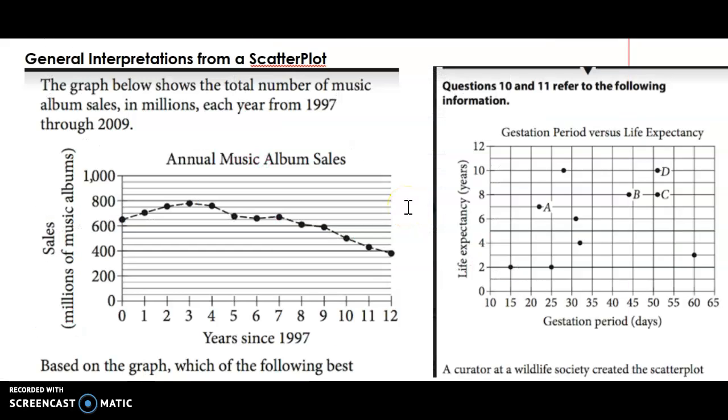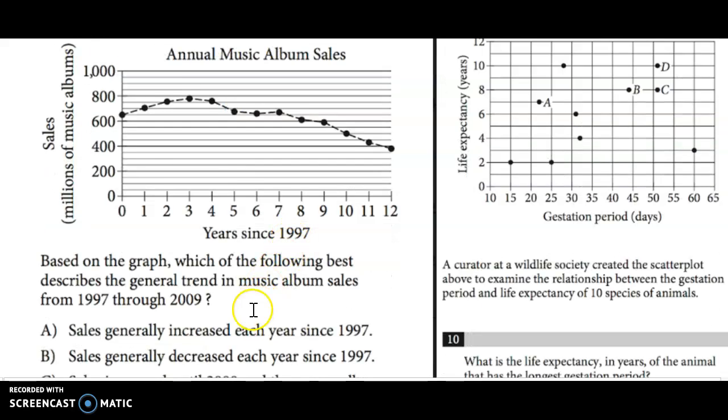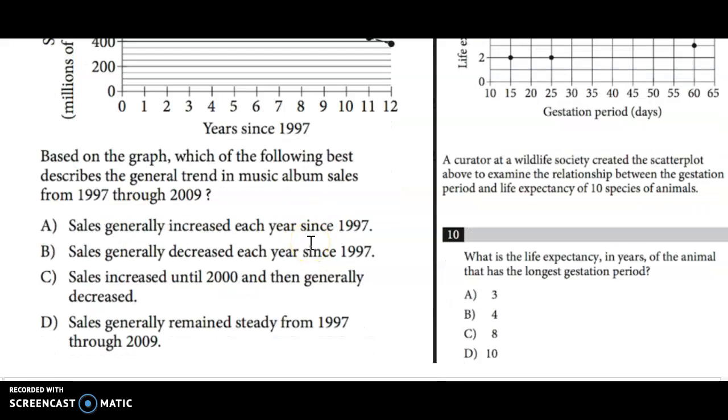Now I want to talk about some more general interpretations that we can make from a scatter plot. So let's look at the question on the left. This graph shows the total number of music album sales in millions each year from 1997 to 2009. It's asking us to look at the graph and see which of the following statements best describes the general trend in music album sales from 1997 to 2009.